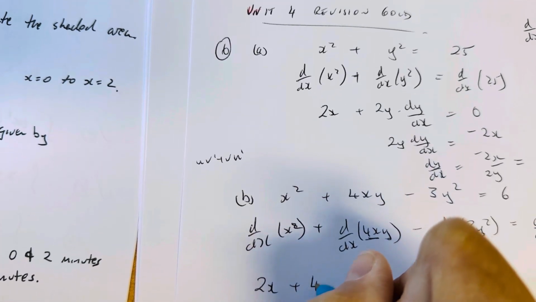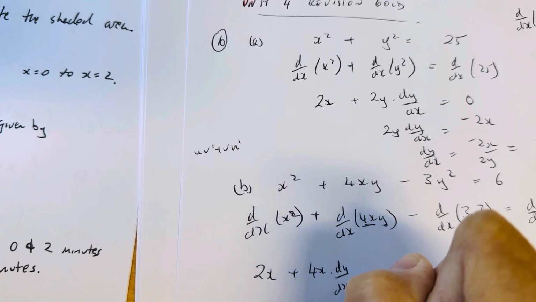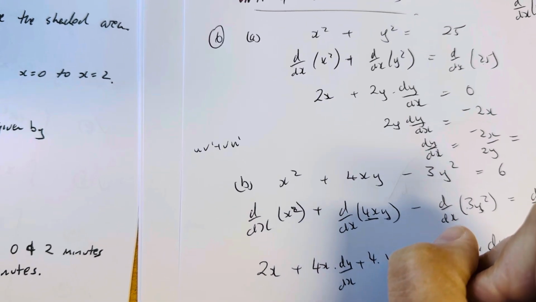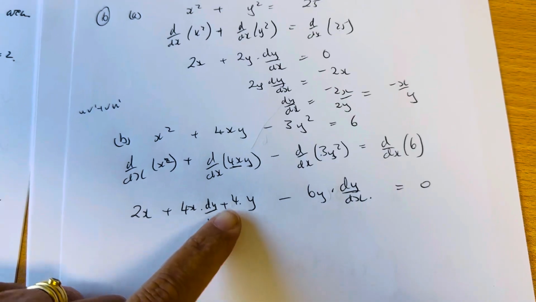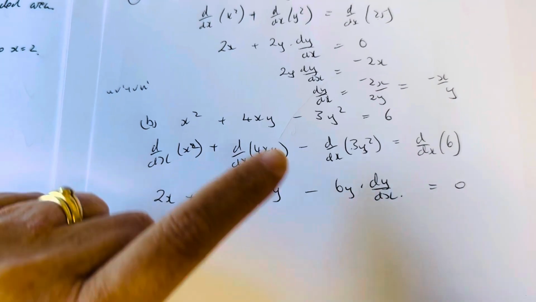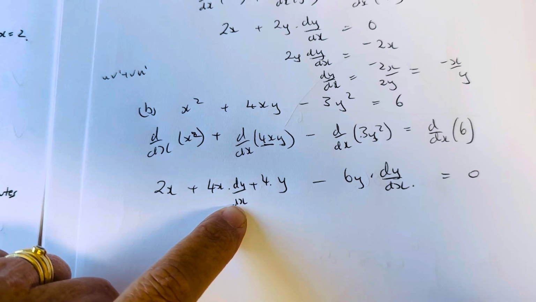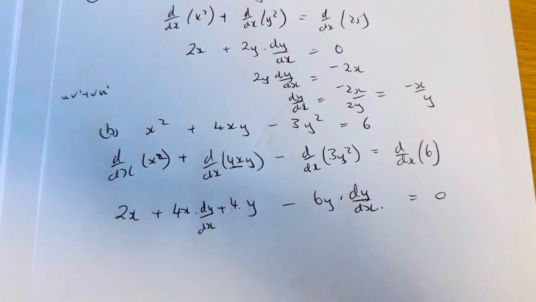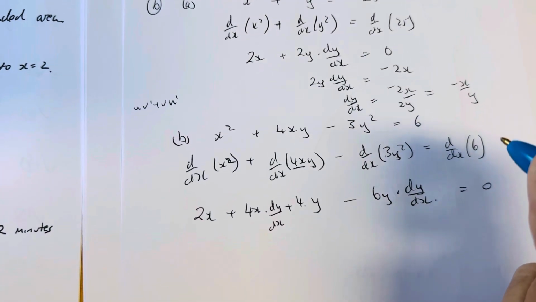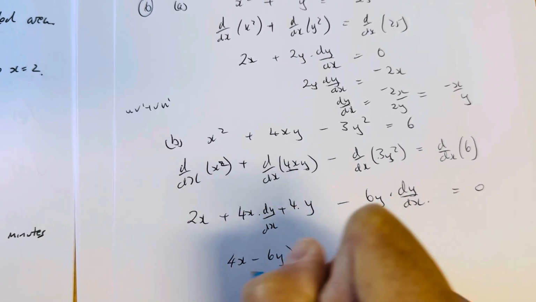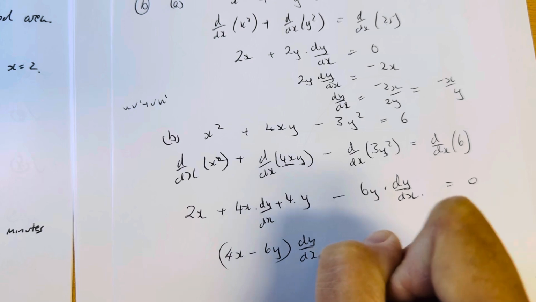So I'll have 4x and then a dy/dx plus 4y. So 4 is when I've derived that and I've left y alone. This is when I've left 4x alone and I've derived y. Whichever order you put that in is fine. Now I've got 4x minus 6y dy/dx.